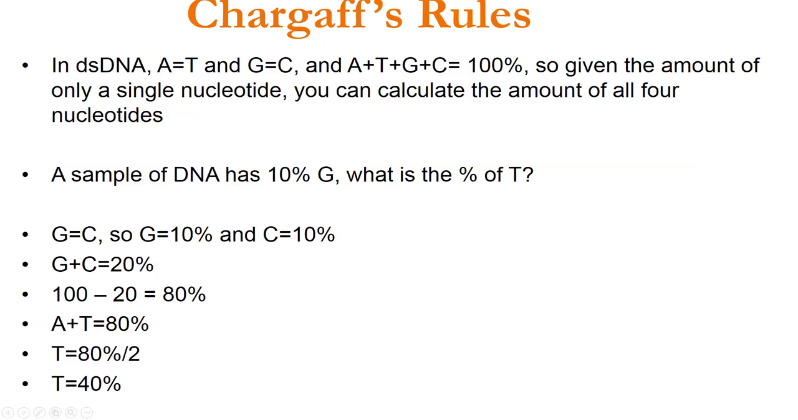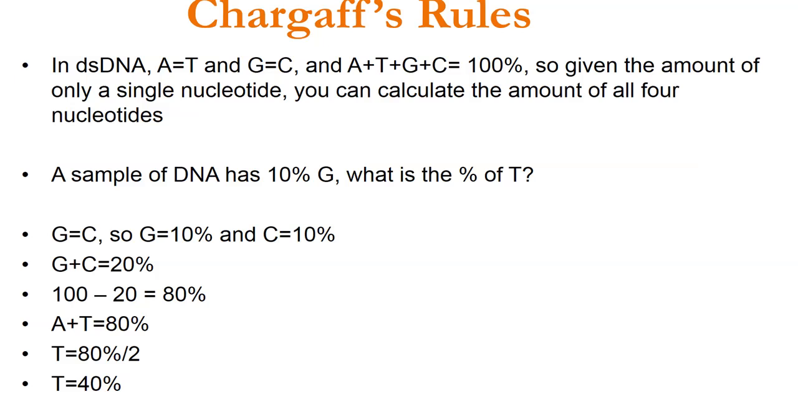A sample of DNA has 10% G. What is the percentage of T? Okay, well, the number of the nucleotides all have to add up to 100%, right? There's only the 4 nucleotides. And you also know, well, G always base pairs with C. So if we have 10% G, we have to have 10% C, right? So that's 2 of them. When you add those 2 up, you get 20%.